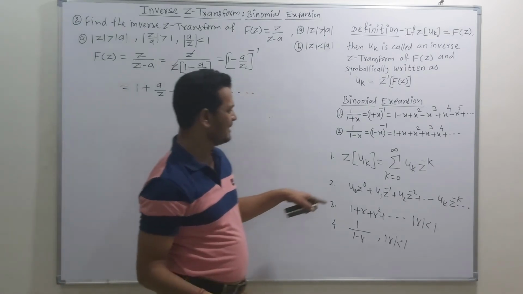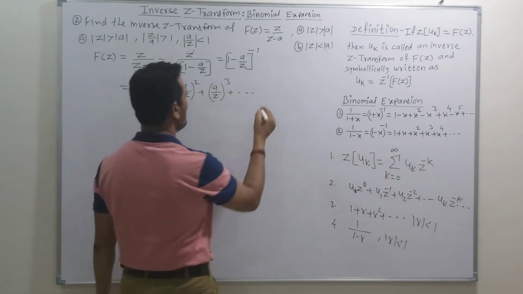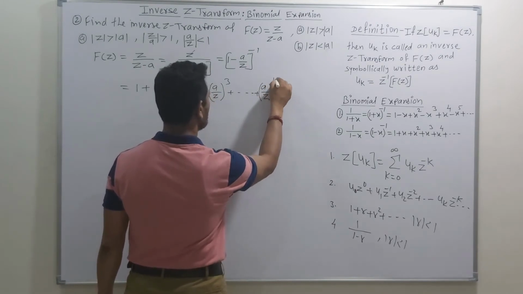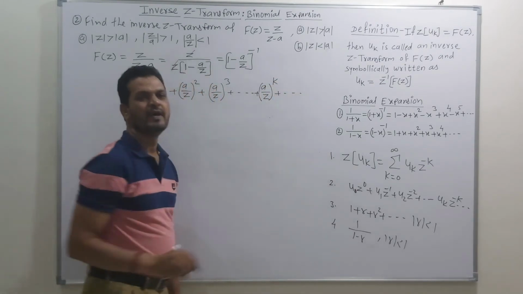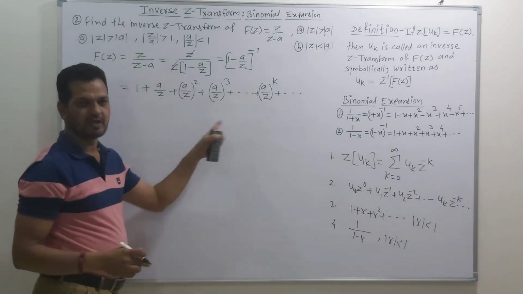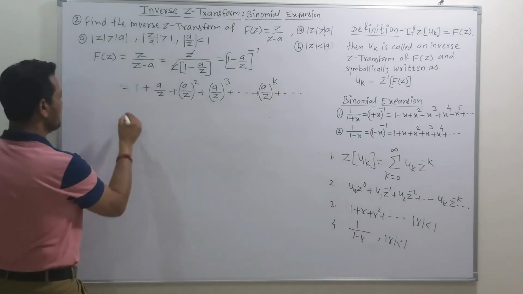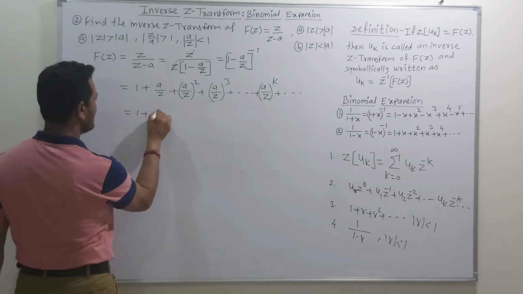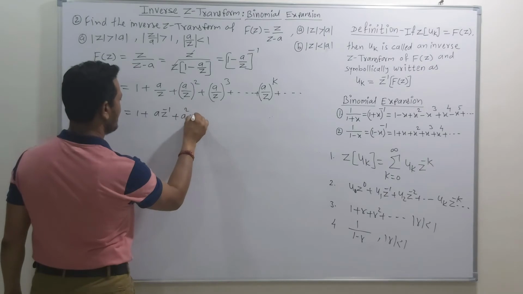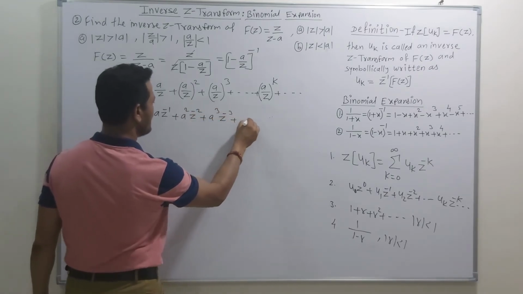Our main interest is in the coefficient of z raised to minus k. So that means write down the coefficient of z raised to minus k. So we get a plus a upon z raised to k and so on up to infinity. Now friends, we can directly write the coefficient of z raised to minus k, because here the power of z is minus k, or for understanding purpose we may write this as 1 plus a z raised to minus 1 plus a squared z raised to minus 2 plus a cubed z raised to minus 3 and so on.